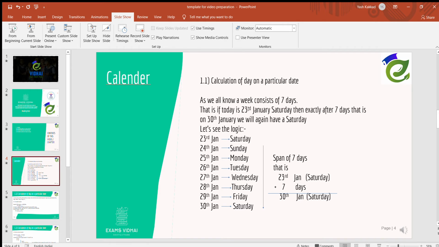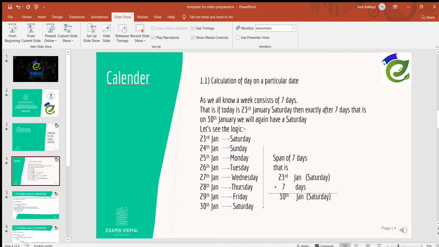First, coming on to the very basic part, as we all know, a week consists of 7 days. That is, if today is 23rd of January, Saturday, then exactly after 7 days, that is on 30th of January, we will again have a Saturday. You can see that the day Saturday repeats itself after an interval of 7 days.